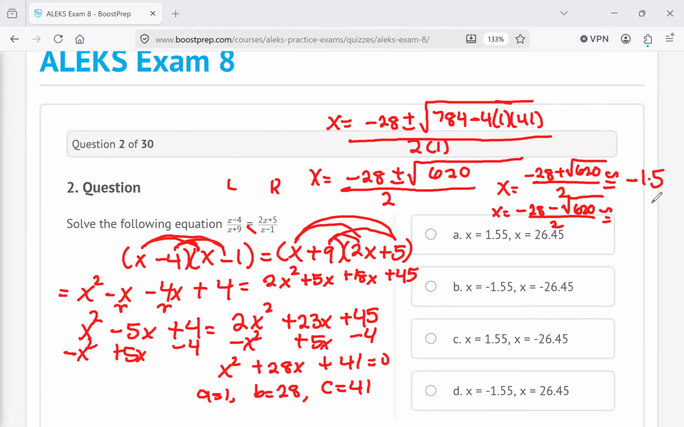Negative 26. So yes, my two x values are negative 26 point, yeah, this round is if there's a 5 here. So negative 26.45 and negative 1.55. So it looks like it's B, right? X is negative 26.45. X equals negative 1.55.